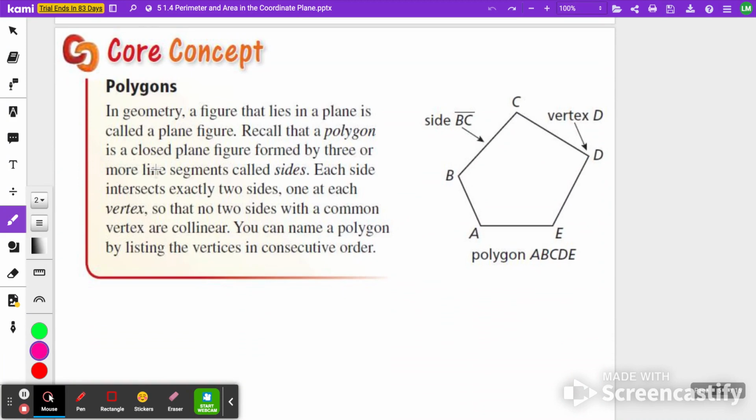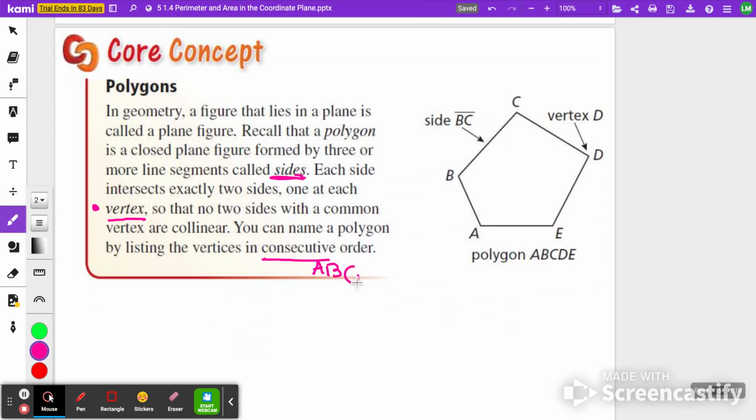Polygon is a closed figure formed by 3 or more line segments called sides. That's our very first line we're going to fill in. Each side intersects exactly 2 sides, one at each vertex. That's what you're really doing when you make a point. When we name a polygon, it's usually by listing their vertices in consecutive order. So usually it means like ABC order.